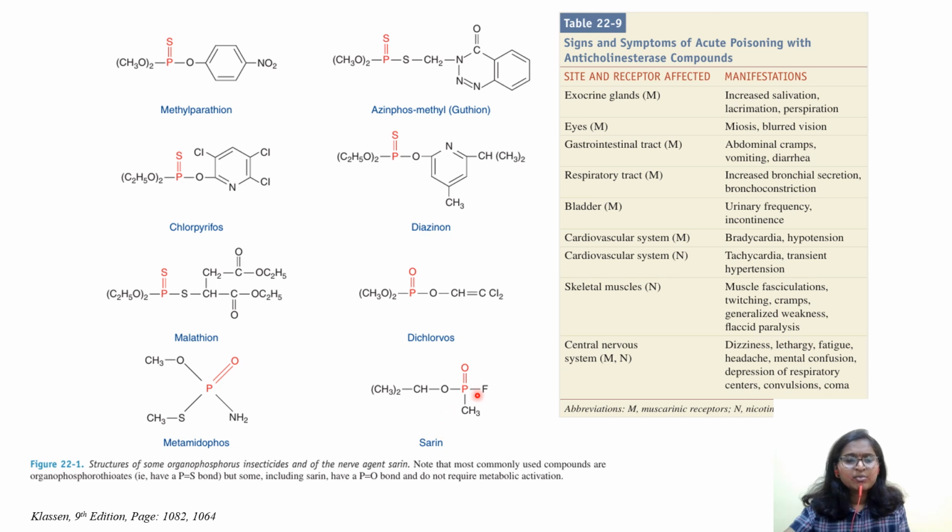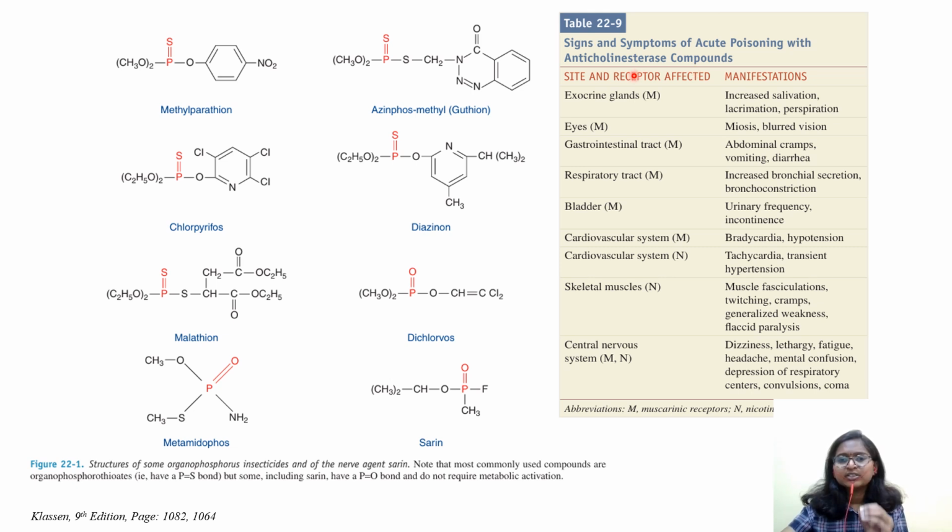Sarin has the P double bond O structure. And the important thing is the P double bond S structure. These are the five, like methyl parathion, chlorpyrifos, diazinon. These are the important five where P double bond S is there. And if you look at table 22.9, these are the signs and symptoms of acute poisoning with anticholinesterase compounds.